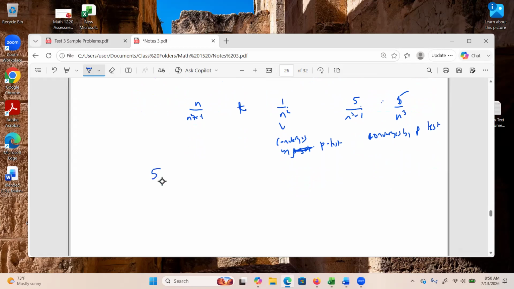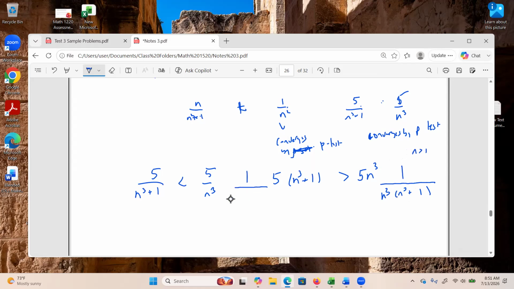So is 5 over (n cubed + 1) less than 5 over n cubed? Is this true? The first thing we're going to do is say, without proof, that n cubed + 1 is greater than n cubed. We could even multiply both of these by 5, so 5(n cubed + 1) is greater than 5n cubed. I think that's a fair thing to say. So we're going to divide both sides by n cubed times (n cubed + 1). For n greater than 1, which is what we have, we're dividing by positive numbers, so we're not changing the direction of our inequality.